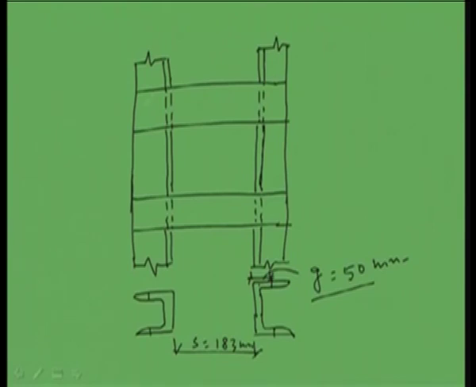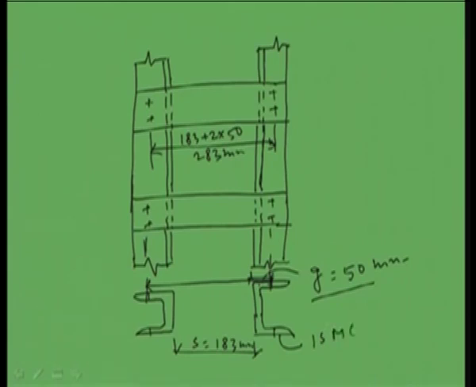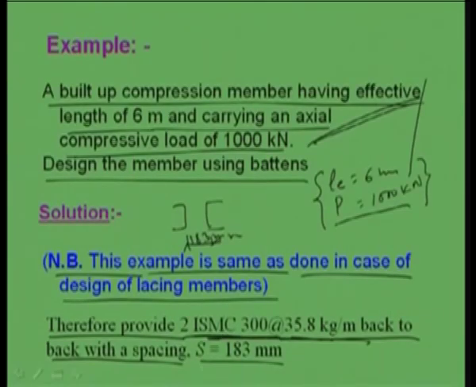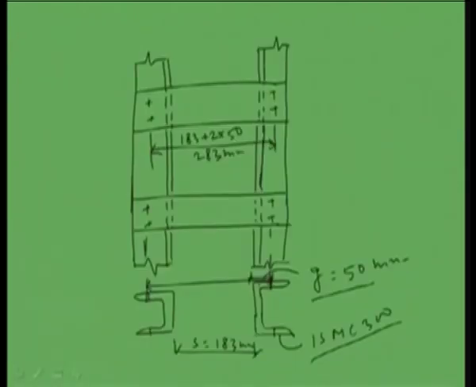If we provide the rivet here, then we can also find out this distance. This distance will be 183 plus 2 into 50, that means 283 millimeter. So, this distance we also have. And for the channel sections, we have chosen ISMC 300, back to back, with 183 mm spacing. These things were already calculated in the last lecture.